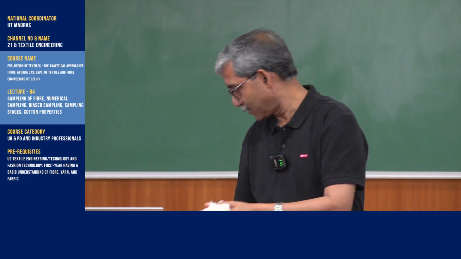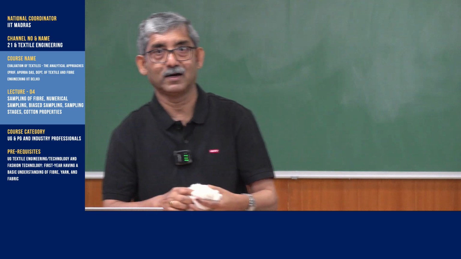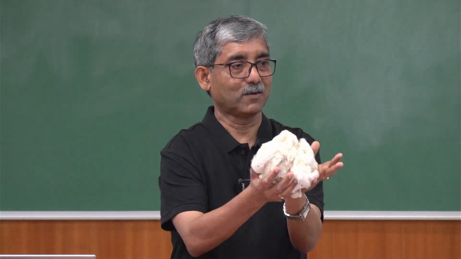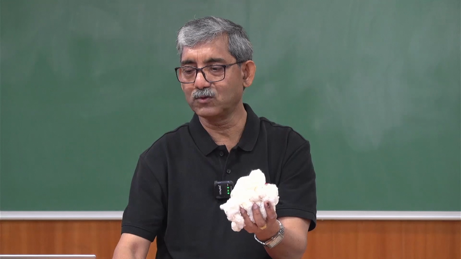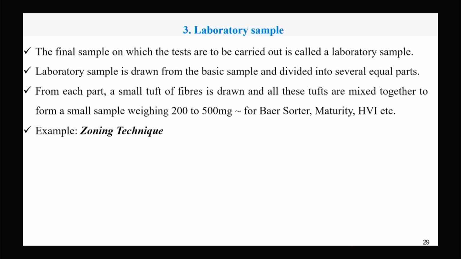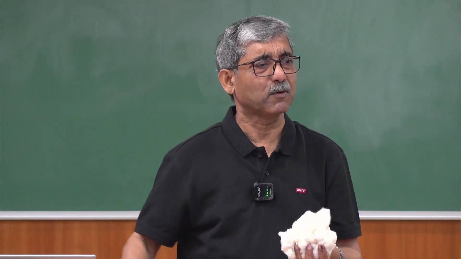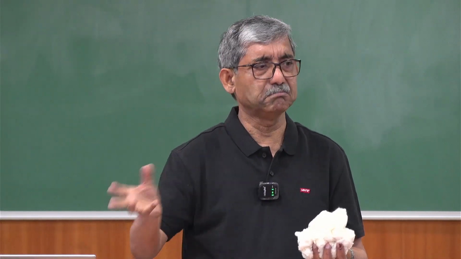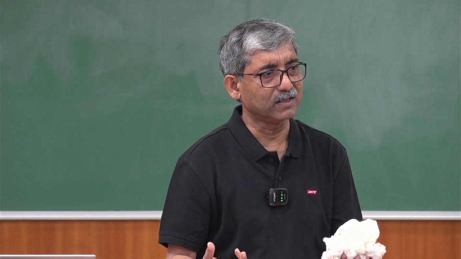Like suppose this is a basic sample, say 1 kg. From there we are trying to extract the laboratory sample, say maybe 200 to 500 milligram, depending on the type of fiber. For the HVI or pair sorter, maybe a 5 gram or 10 gram sample is okay.